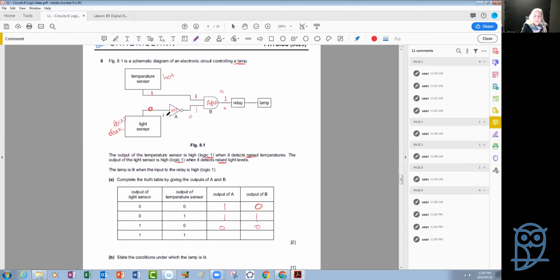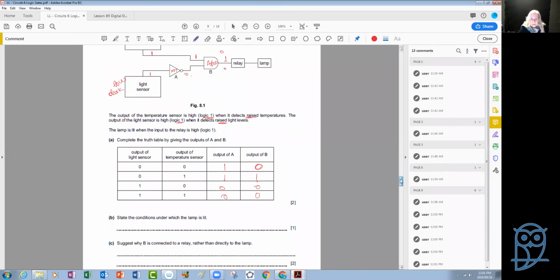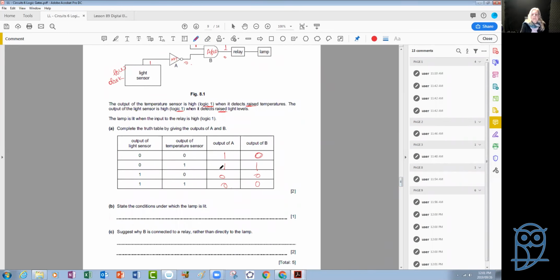And if both the temperature sensor and light sensor have outputs of 1, this will be 0 and this will be 1. So the AND gate will give an output of 0 because one of the inputs is 0. So both of them will be 0 again. All right, I hope it makes sense. In other words, we have to do all the possible combinations.